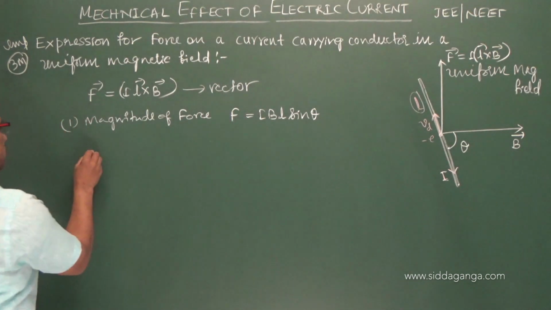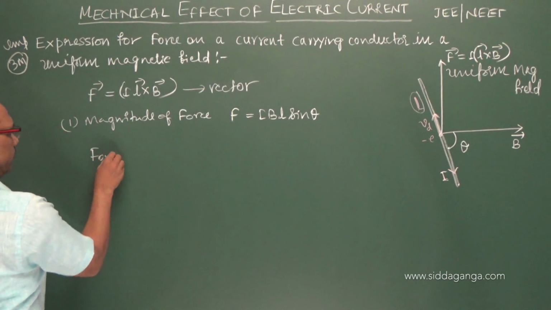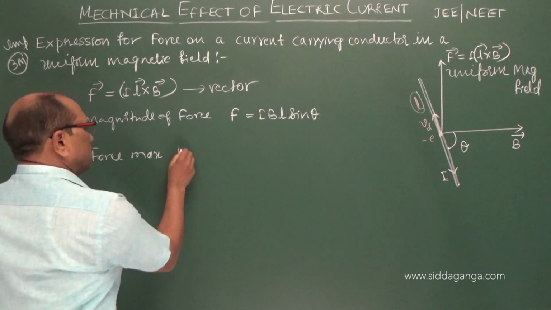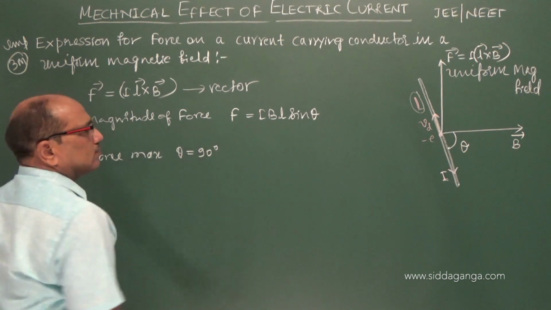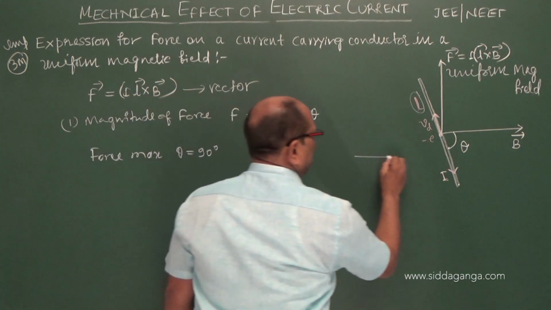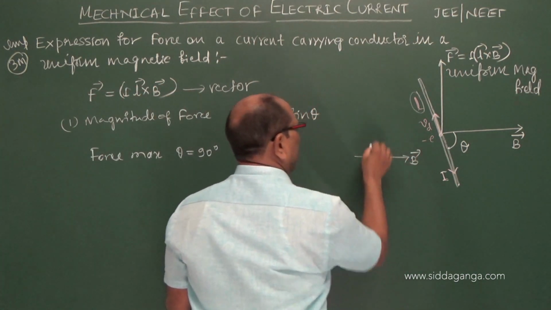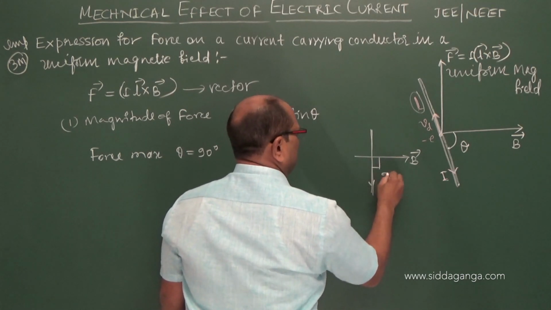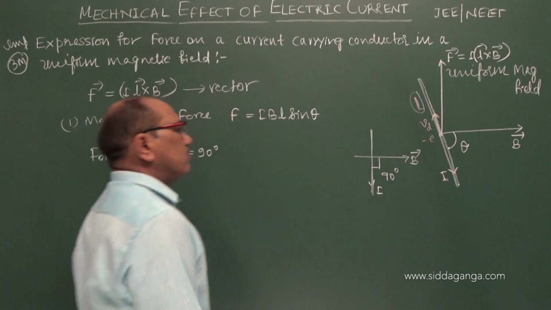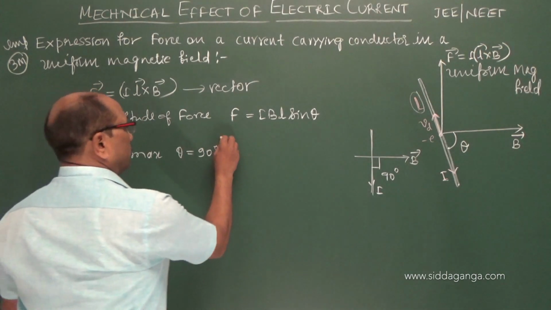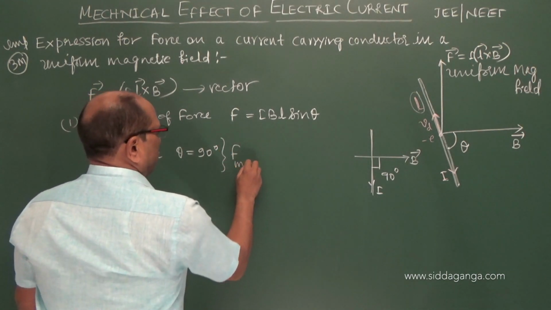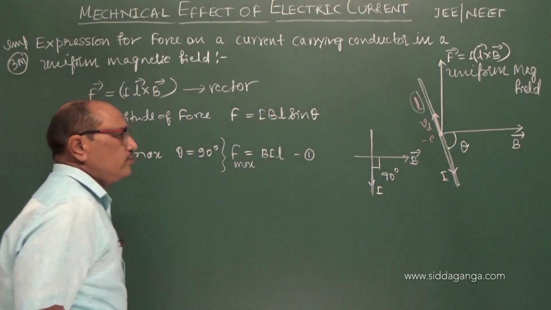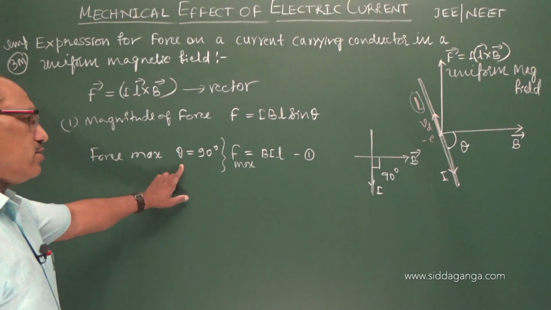When is the force maximum? For force maximum, theta must be equal to 90 degrees. That means the direction of the magnetic field and the conductor carrying current must be perpendicular to each other. Then we get the maximum force equal to B I L.